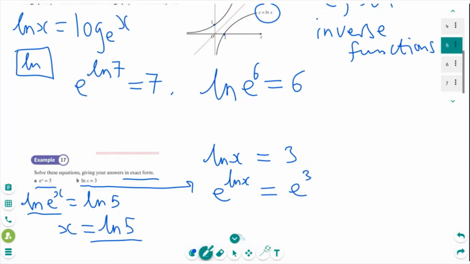Because these are inverse functions, e and ln, they cancel out. So on the left-hand side you just get x, equals e cubed. Again, you don't need to work it out as a long decimal, because it says exact form. So that's the exact solution to the equation, x equals e cubed.